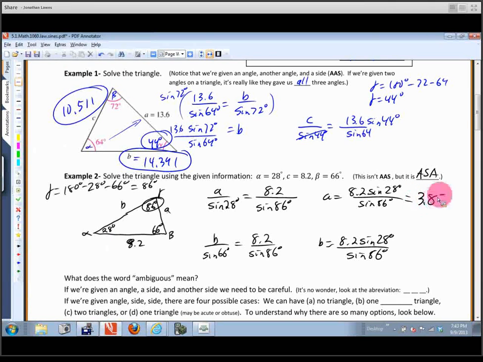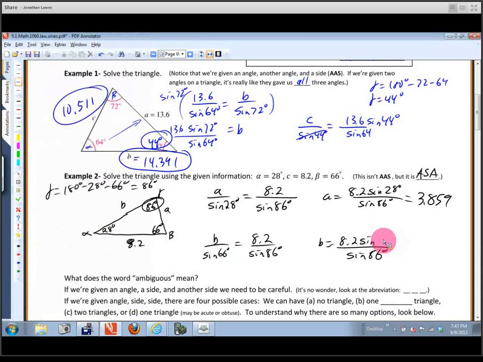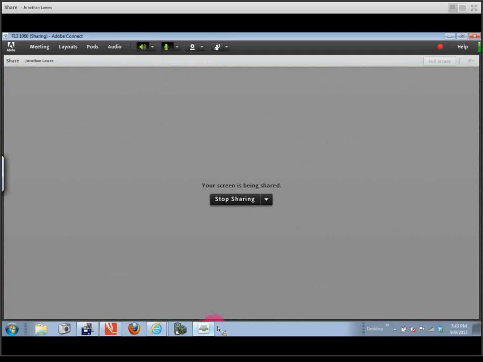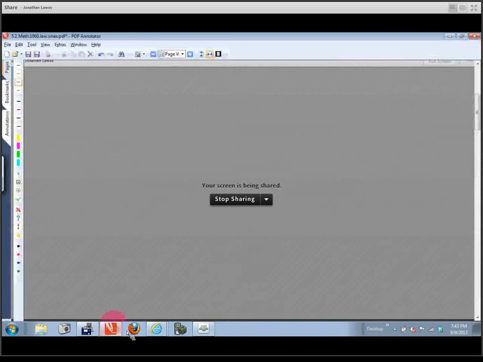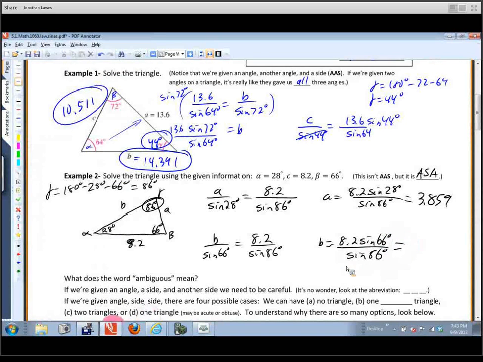Now, since this expression is almost identical, I'm going to recall that. And all I need to do is change this to 66 degrees. I apologize for that. Yep, 66 degrees there. Okay. And we'll pull that guy up. So 66 degrees, and we get 7.519.